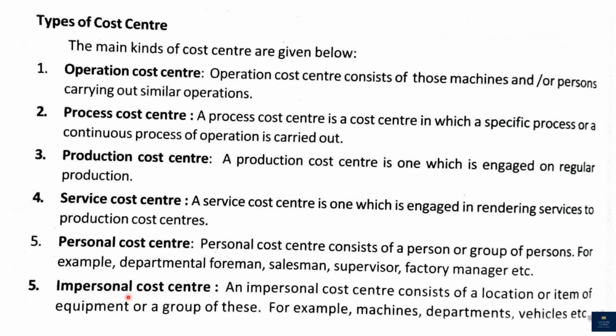Next, impersonal cost center. An impersonal cost center consists of a location or item of equipment, or a group of these. For example, machine, department, vehicle, etc. is an example for impersonal cost center.